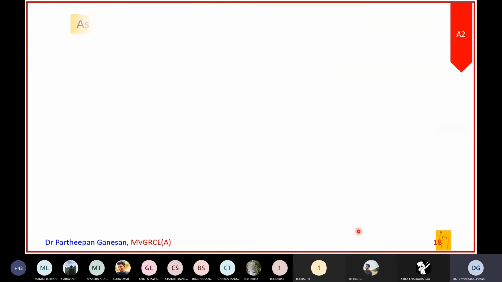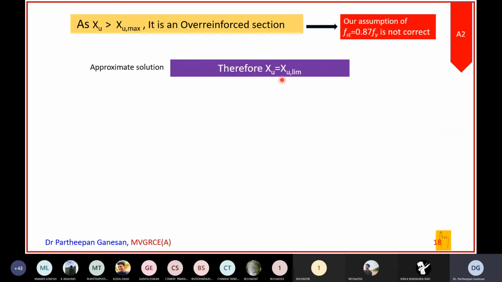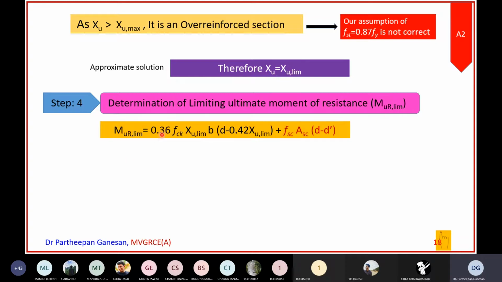Okay, so next step, because over reinforcement is not correct, the approximate solution is Xu equal to Xu limit, because we always restrict up to the balanced section only. We will not go beyond the balanced section. So now, because your Xu has become Xu limit, Mu also will become Mu limit. Now here you have 0.36 fck Xu limit times (d minus 0.42 Xu limit), or you can also directly write, if you know Fe415, it is 0.138 fck b d square for this term.